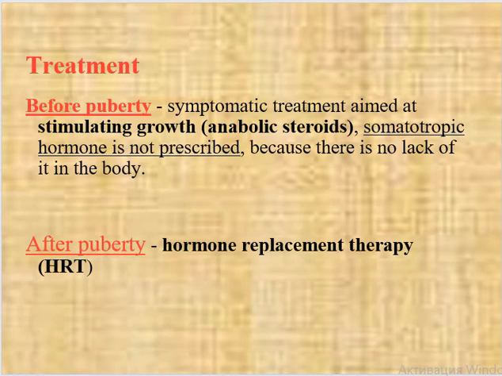Treatment. Before puberty, symptomatic treatment aimed at stimulating growth, like anabolic steroids. Somatotropic hormone is not prescribed because there is no lack of it in the body. And after puberty, hormone replacement therapy.